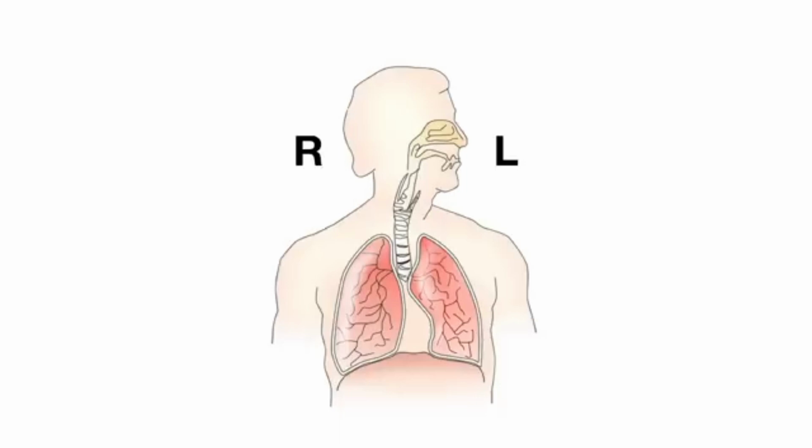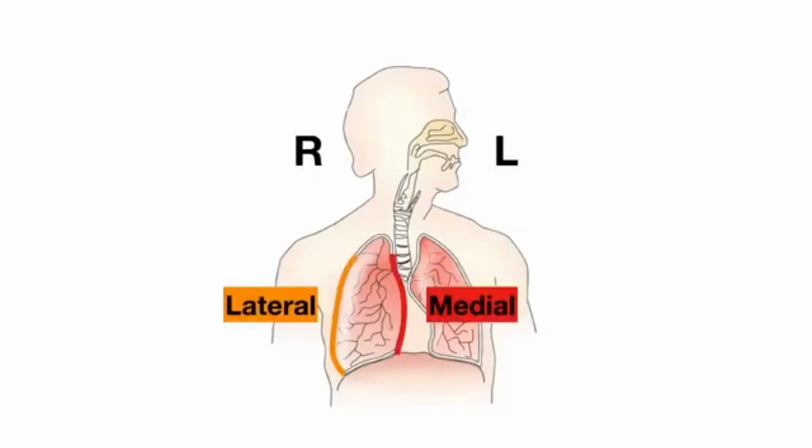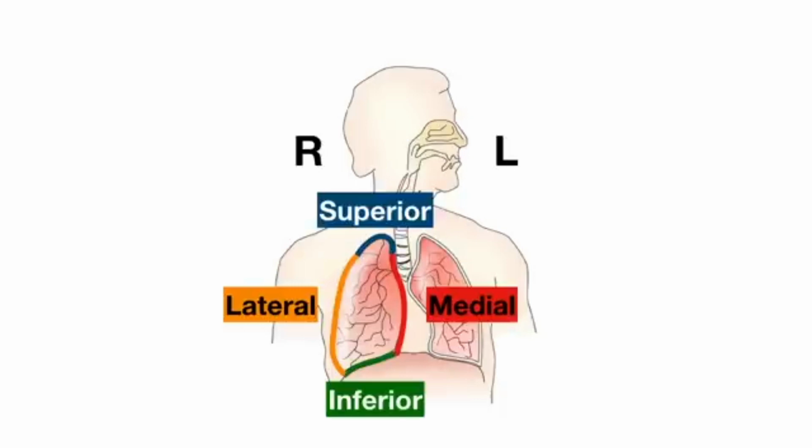You can also use these terms to describe different sides of a structure. For example, if we look at the right lung, this will be the lateral aspect because it's toward the side of the body, and this will be the medial aspect because it's toward the midline. The superior aspect will be the upper portion toward the head, and the inferior aspect will be toward the floor away from the head.